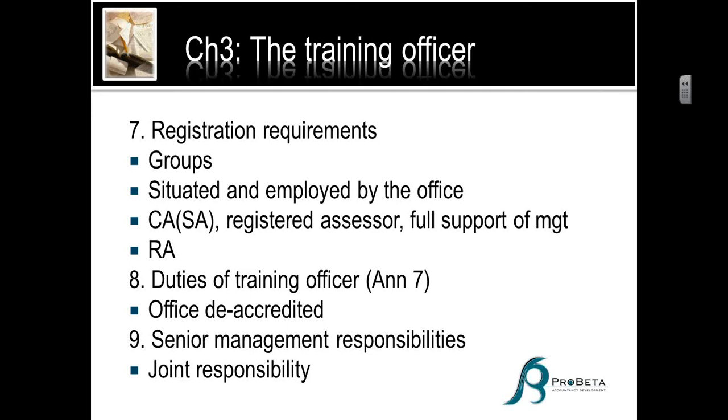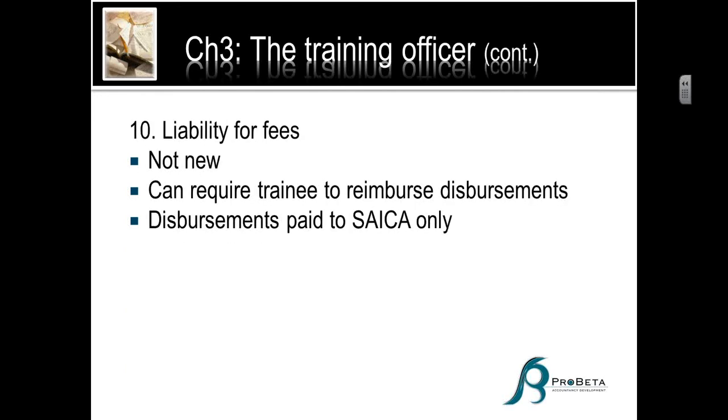So if you see that the training officer is not doing their duties, you're all jointly responsible, and you may replace him to avoid your office being deaccredited. Number 10, the liability of fees, also not new. Basically, a lot of people have been putting in their training contracts that the trainee is required to reimburse anything that the training office is paying out.